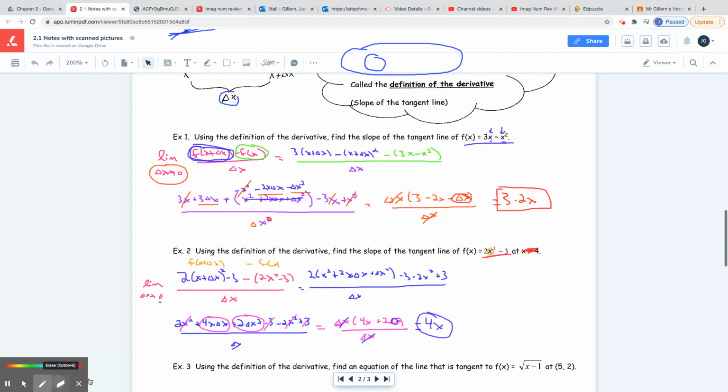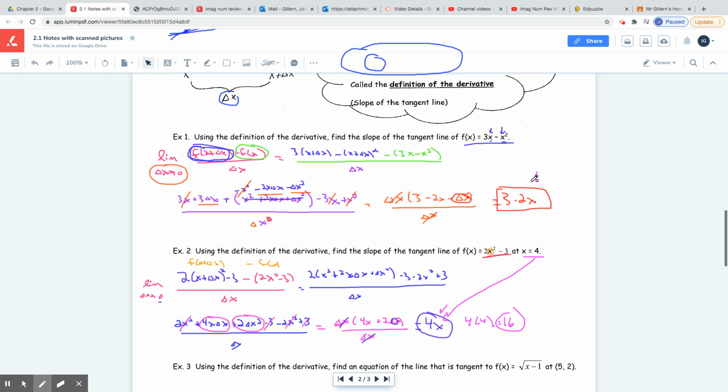Now let's go back and look at what this means at x equals 4. This 4x will tell you what the slope of the tangent line is at any point x. All you have to do to figure out the specific one is plug in 4. So 4 times 4 is 16. And there's your answer, 16. If it had said, what is it at x equals 6? You do 4 times 6, which would be 24.